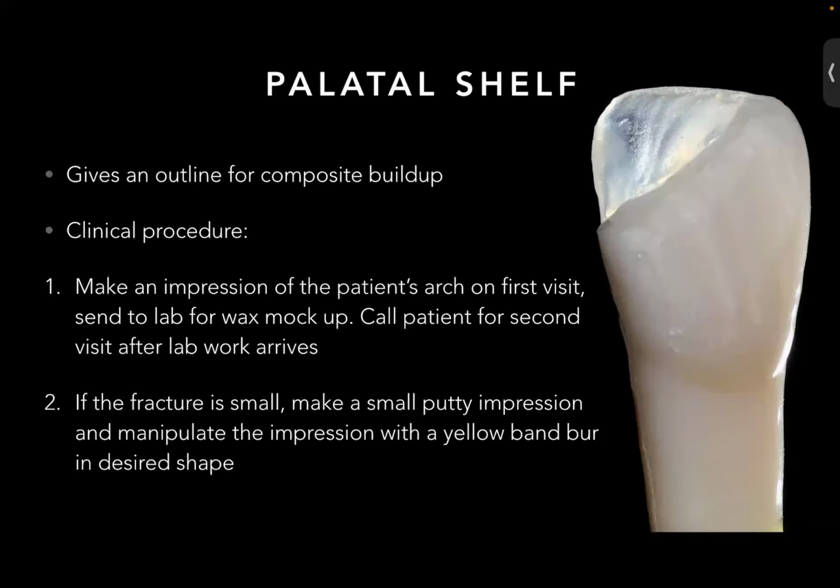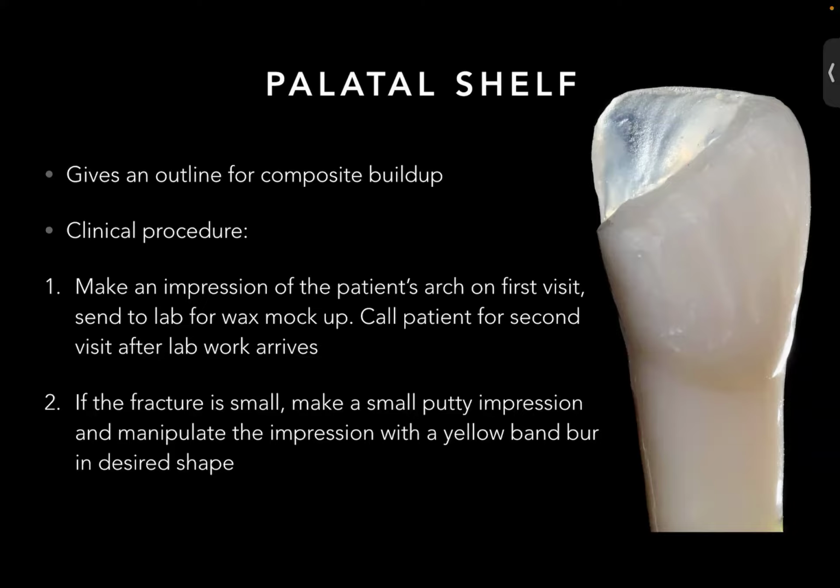First procedure, the first point is you make an impression of the patient's arch on the first visit and send it to the lab for a wax mock-up. Okay, when you consult the patient, you take an impression, you send it to the lab, and call the patient. Whenever you call the patient for the actual treatment, you ask your lab to do a wax mock-up, and you then take a putty impression of the cast, and then you transfer the impression in the patient's mouth, and you have a putty index. You have a palatal shelf.